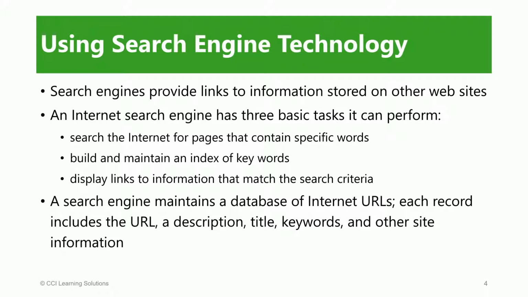An internet search engine has three basic tasks it can perform: search the internet for pages that contain specific words, build and maintain an index of keywords, and display links to information that match the search criteria. A search engine maintains a database of internet URLs. Each record includes the URL, a description, title, keywords, and other site information.